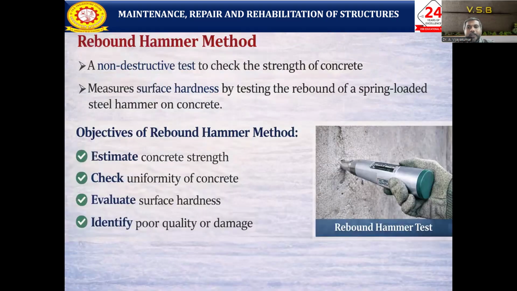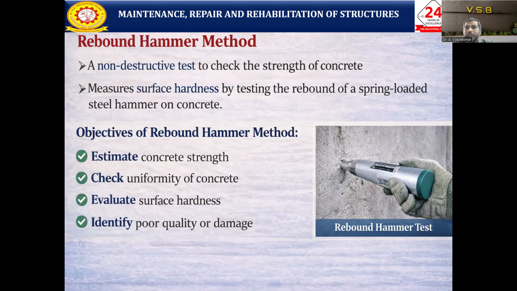What is a rebound hammer? Look at the image also. It's like a hammer. Wherever we need to assess the existing structure's material properties or strength, we use the rebound hammer. We hit the targeted point with the hammer, and the rebound hammer scale gives the reading. Based on the scale, we can find the rebound hammer number, and based on the number, we can find the compressive strength of the concrete also. So it is a non-destructive test to check the strength of the concrete.